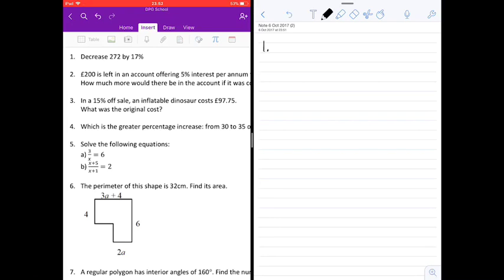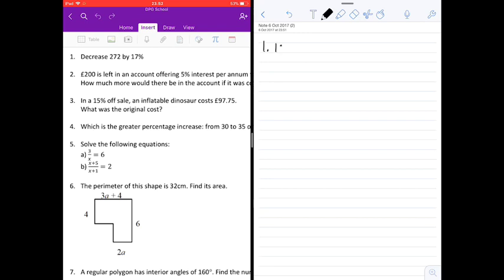For question 1, there are various methods we can use. First method is to find 17% of 272, probably by finding 1% first and then multiplying by 17. My preferred method would be the decimal multiply method.